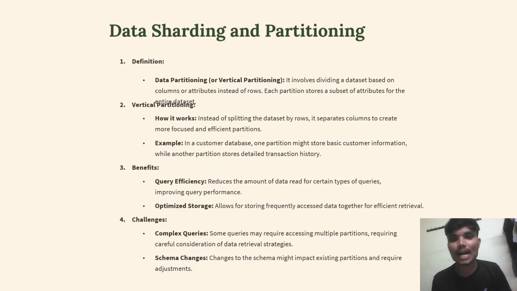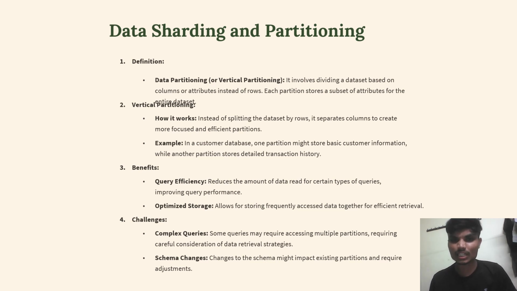So, data sharding and partitioning. Here the definition of vertical partitioning is that it involves dividing a data set based on columns or attributes instead of rows. Each partition stores a subset of attributes for the entire data set. Vertical partitioning, how it works: instead of splitting the data set by rows, it separates columns to create more focused and efficient partitions.